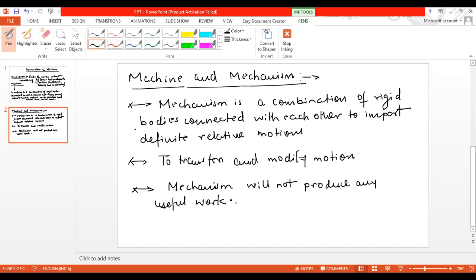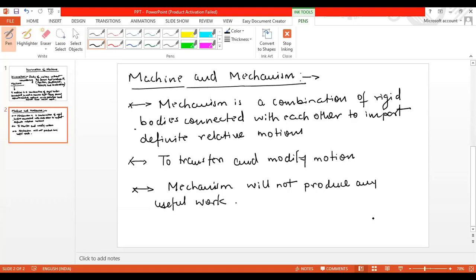Usually the subject name is kinematics of machines, so people often get confused. They think we are going to discuss machines throughout the entire course, but when we limit ourselves to kinematics only, we ignore this useful work part. Then we only talk of motion, because if we consider useful work in the definition, then we have to talk of forces and energy. But when we say kinematics, we ignore force and the study of energy. In that case, we basically study the motion of a mechanism. Just remember that a mechanism is not going to produce any useful work. This is how a mechanism is different from a machine.